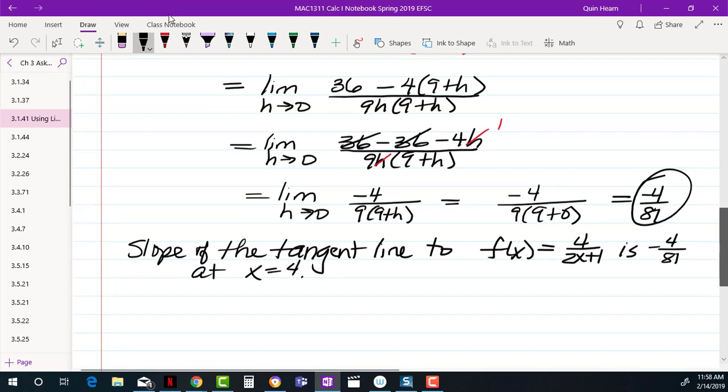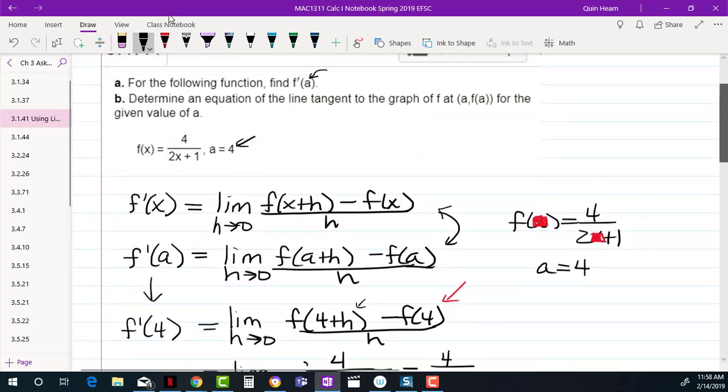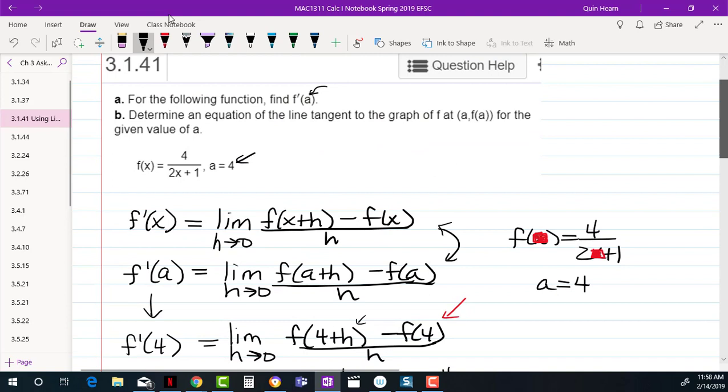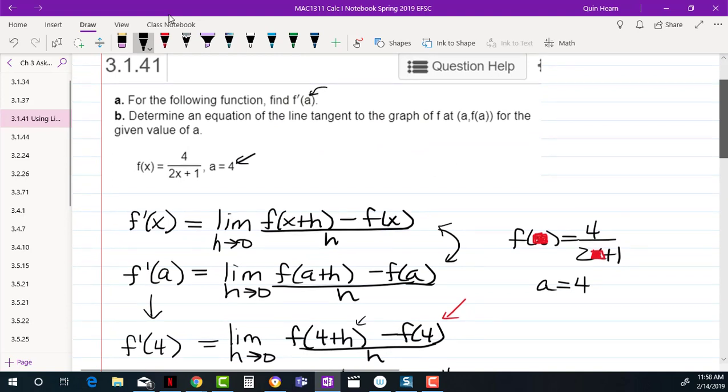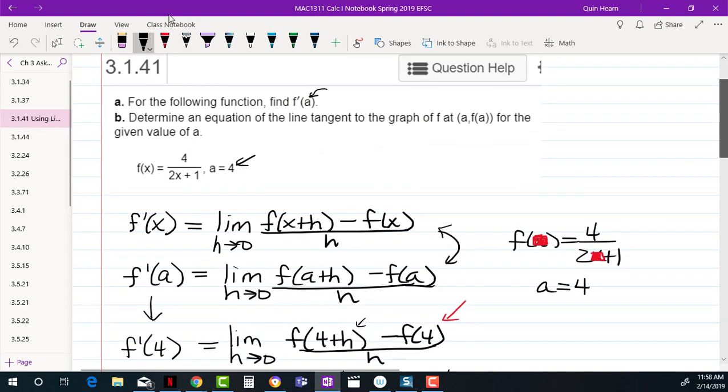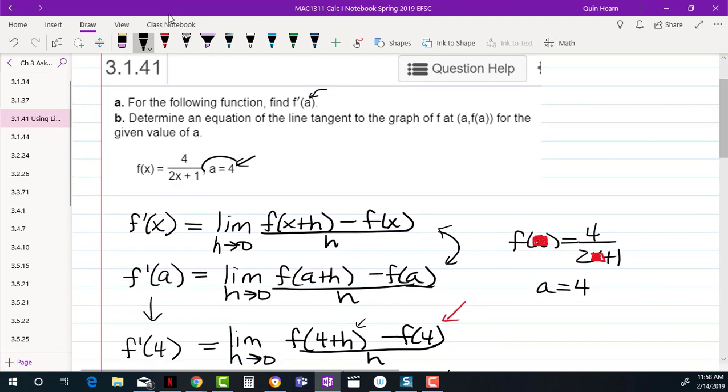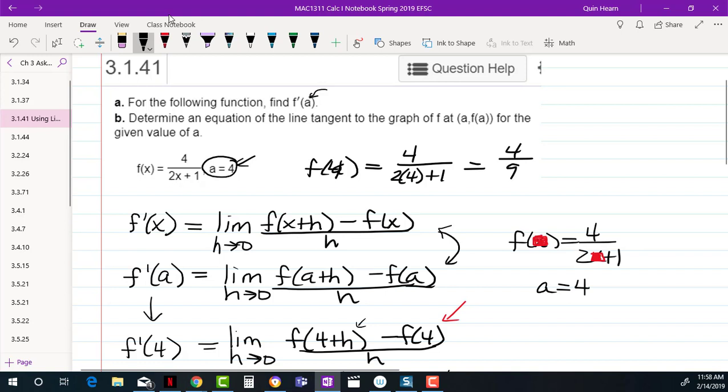So there was a part 2 to this problem, or part B, which said, determine an equation of the line tangent to the graph of f at a comma f of a for the given value of a. So a was 4. f of a is f of 4, which is 4 over 2 times 4 plus 1, which is 4/9. So we want to know the equation of the tangent line at the point 4 comma 4/9.